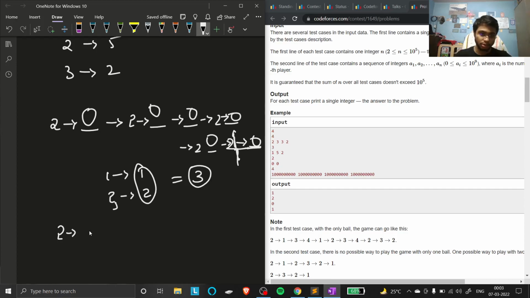Two will pass to someone like one, then one would pass to two, then two again will pass to three, then three would pass to two. So after that he could not pass. Like, if he passes also, how many passes? He would pass to one. Fine. So till here three passes had been completed.